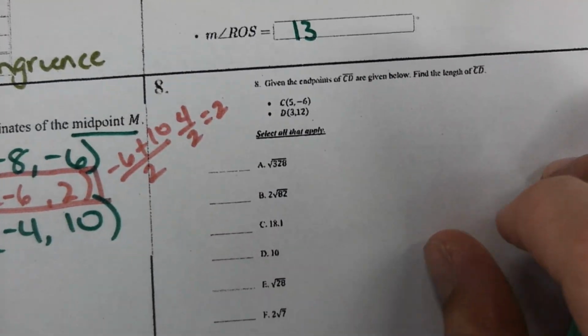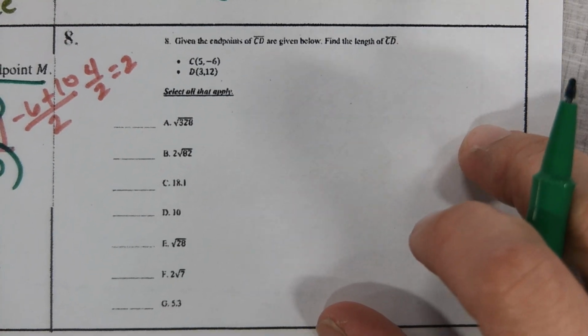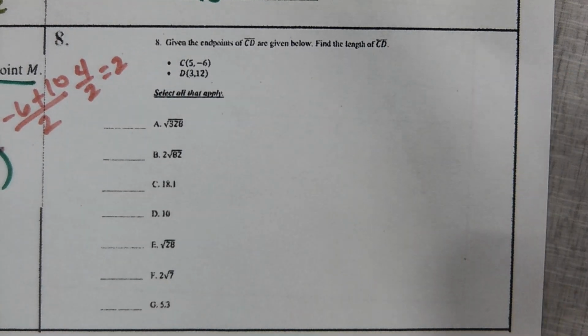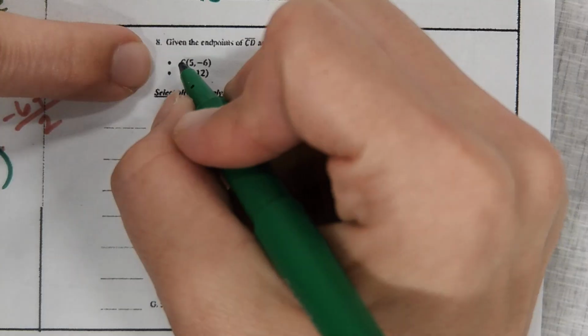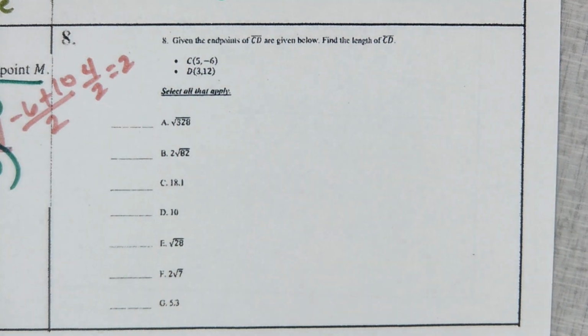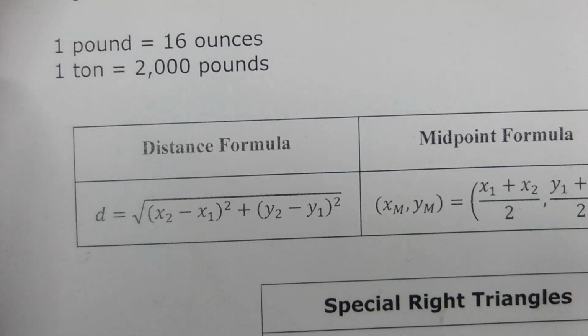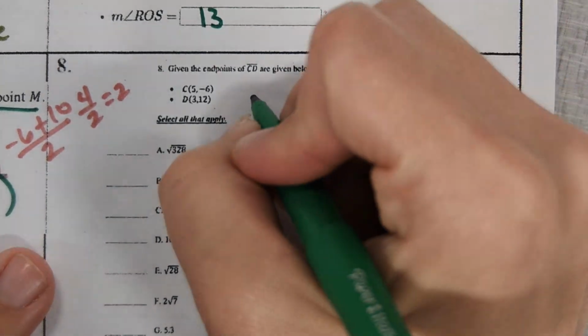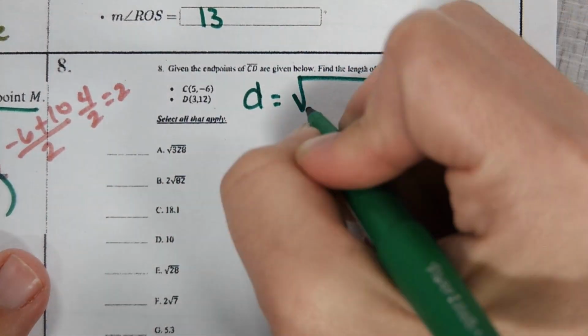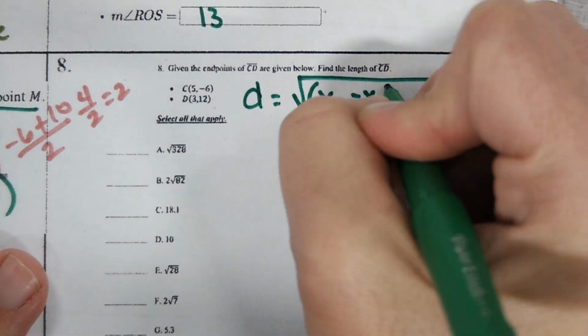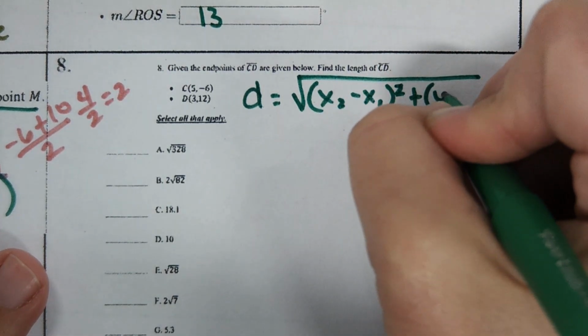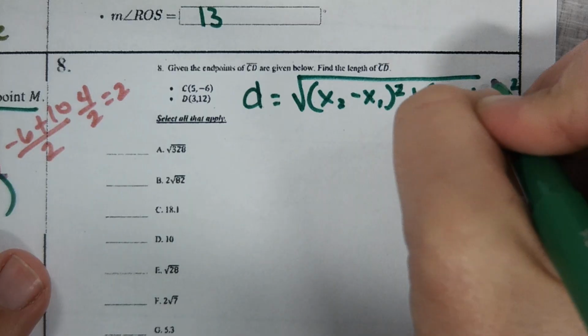Okay, then number 8 over here, given the endpoints of CD are given below, find the length of CD. Okay, so we need to use distance formula. Distance formula is on the reference sheet. So on the reference sheet, which you'll have during the exam, it has distance formula right here. So I'm just going to copy that down right here. So distance formula is square root x2 minus x1 squared plus y2 minus y1 squared.